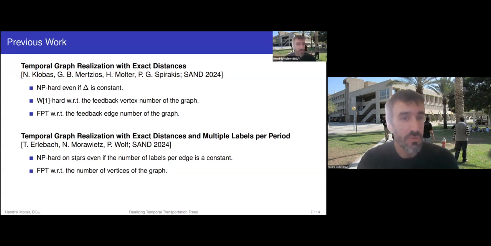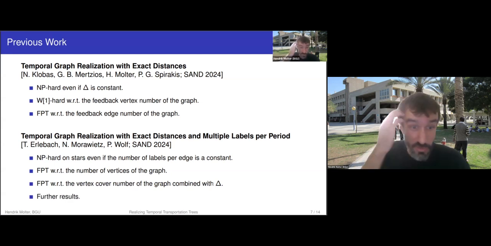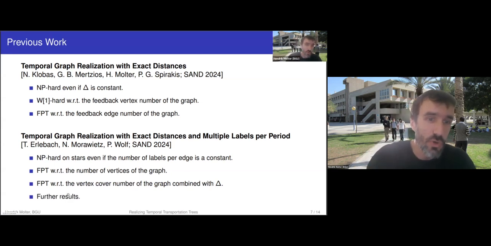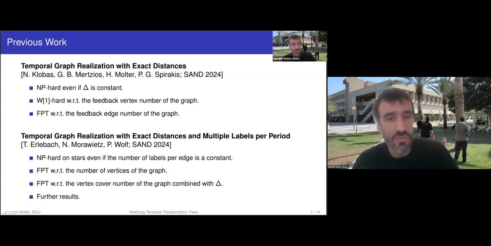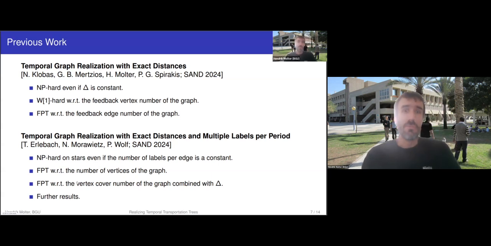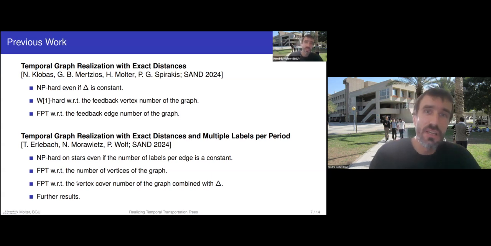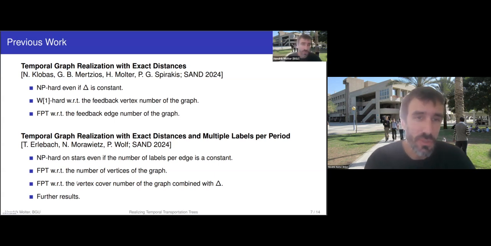It's fixed parameter tractable with respect to the number of vertices of the graph and also with the vertex cover number combined with delta. And there are some further results in this work that are not so easy to state without introducing extra terminology. So we can see that requiring upper bounds instead of exact distances seems to change the problem quite dramatically.